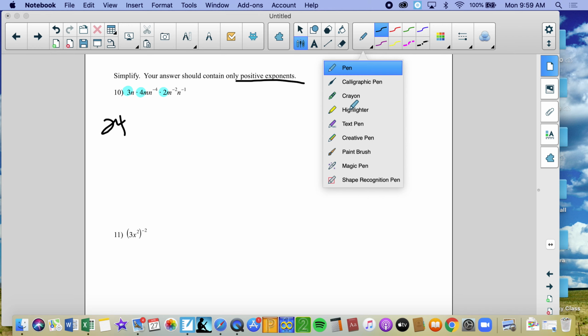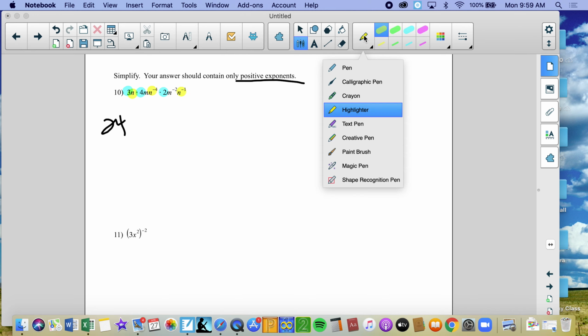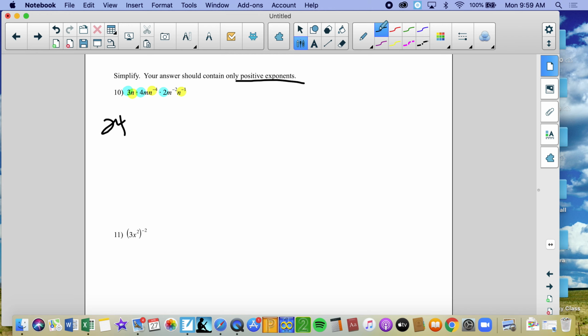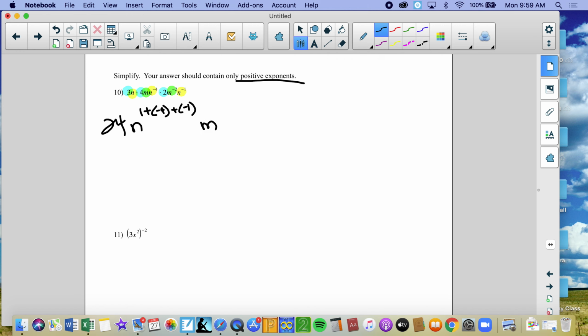Now let's look for another common variable. n to the first, n to the -4th, n to the -1. Whenever we multiply like bases, we are going to add their exponents. That's n to the first plus n to the -4th plus n to the -1. Probably should have done m first, alphabetical order. That was bad. And let's do the m's. So we have m to the first, m to the second. So that's going to be m to the 1 plus m to the -2.